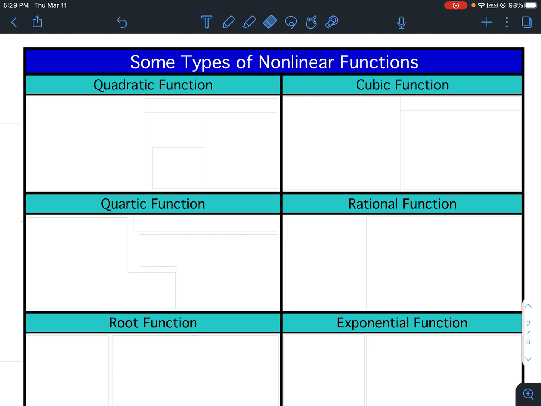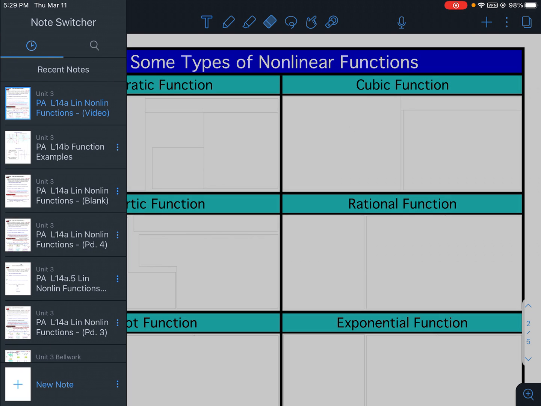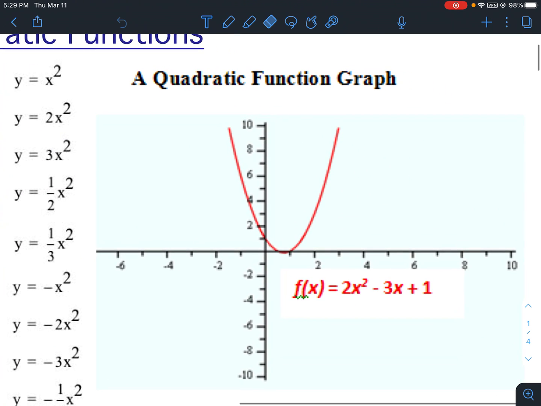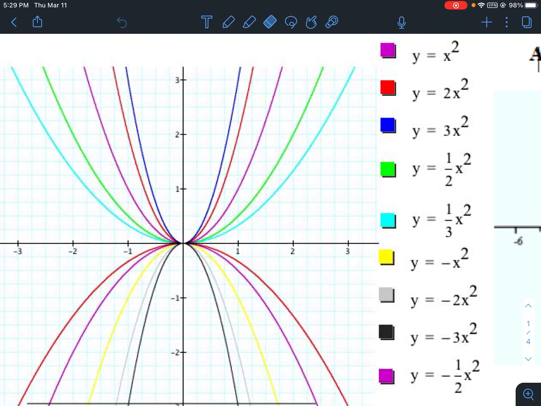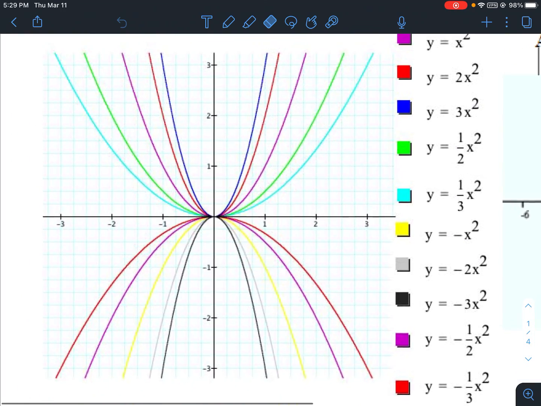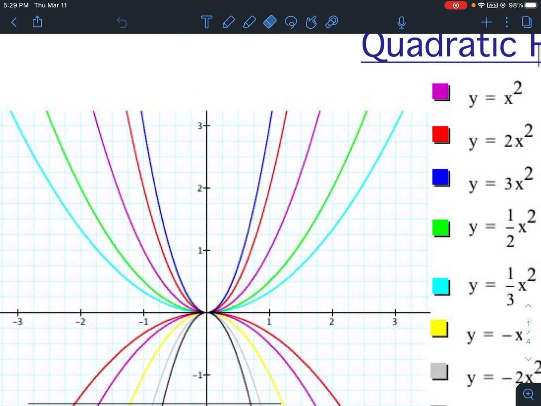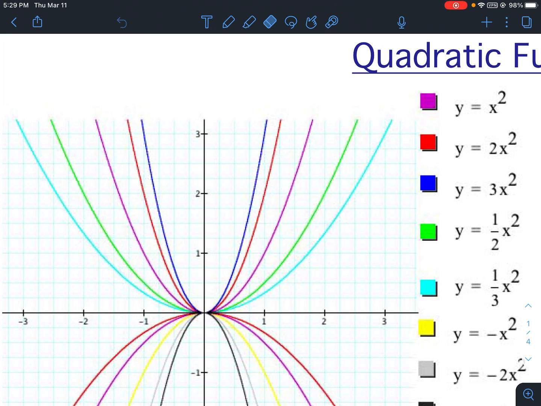Okay, so I'm going to start with the quadratic function. The quadratic function kind of looks like a U. It's called a parabola. That's what a quadratic function looks like. If you come over to this one, notice how there's a bunch of them that are opening upward and a bunch that are opening downward. So let's look at the top one. The innermost one, this one right here, that is 3x squared. This one is 2x squared. Then this would be x squared and 1/2 x squared, and then 1/3.